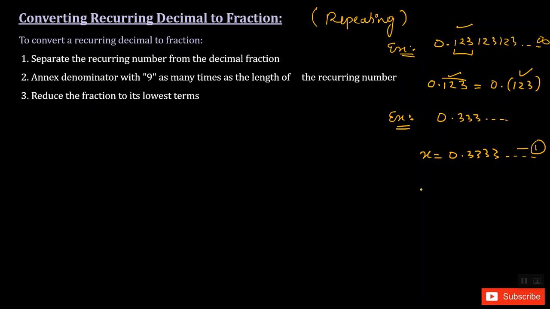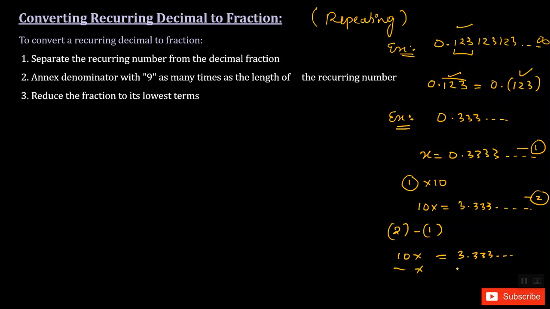Let me consider this as expression 1. Now multiply expression 1 by 10, because after the decimal point one digit is repeating. Then 10x equals 3.3333, going till infinity. Let me consider this the second expression. Now do the second minus the first: 10x minus x is 3.3333 minus 0.3333.